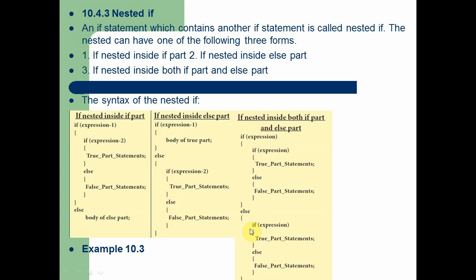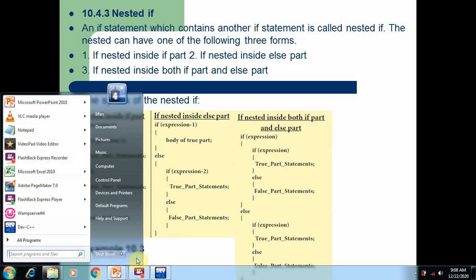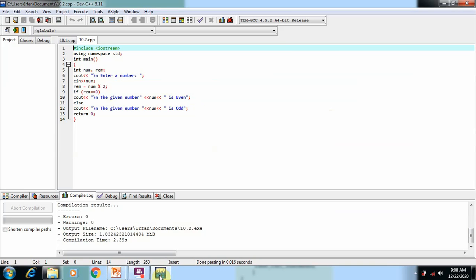Now this is the third type, where if is nested inside both the if part and the else part. Here you can see if else. This is the outer if, and we can call the others the inner if, because you can see if else is available in the if part as well as in the else part. These are the three types of nested if in C++, and the same types of nested if are used in other programming languages too. Now in 10.3 we will see the if else statement again with a different example.